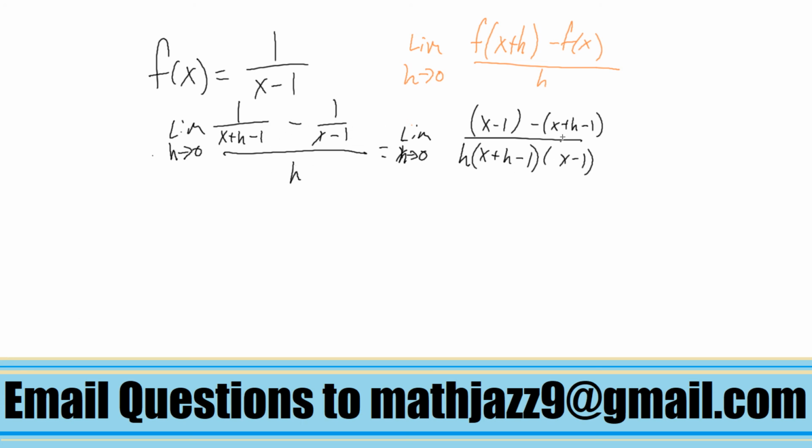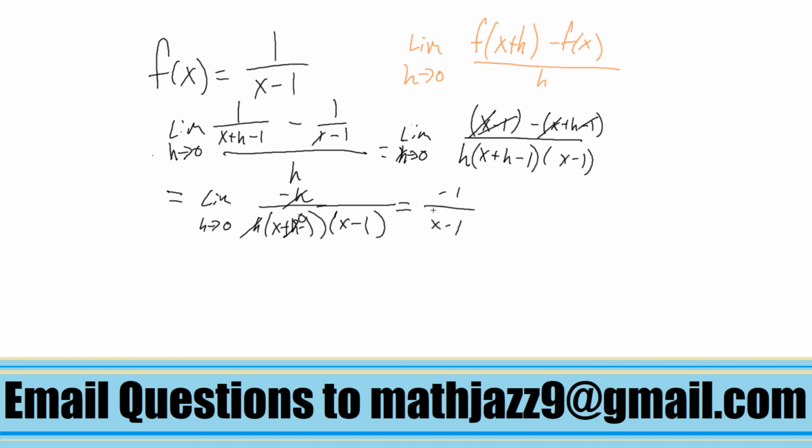This simplifies into this. Then the next step, we're going to cancel out this x with this x, and this one with that one, and we're going to be left with the limit as h goes to 0 of negative h on the top over h times x plus h minus 1 times x minus 1. The h's cancel, leaving a negative 1 on the top. This h goes to 0, leaving negative 1 on the top, and x minus 1 squared in the bottom.